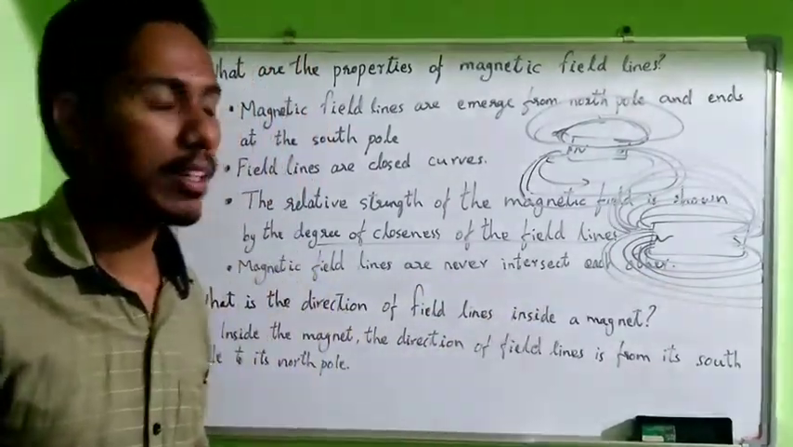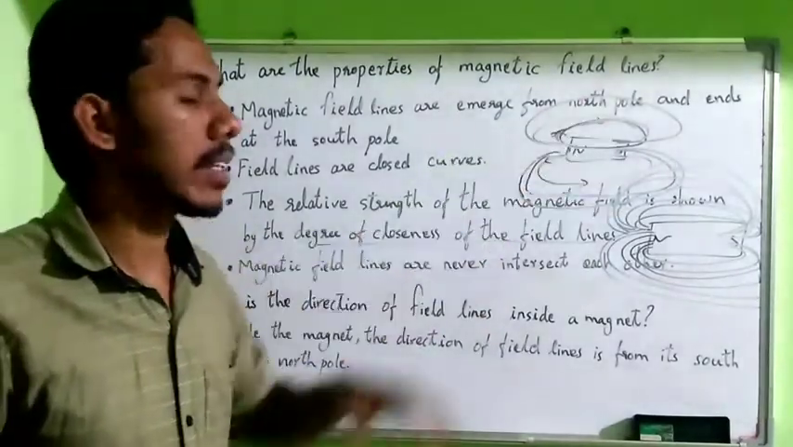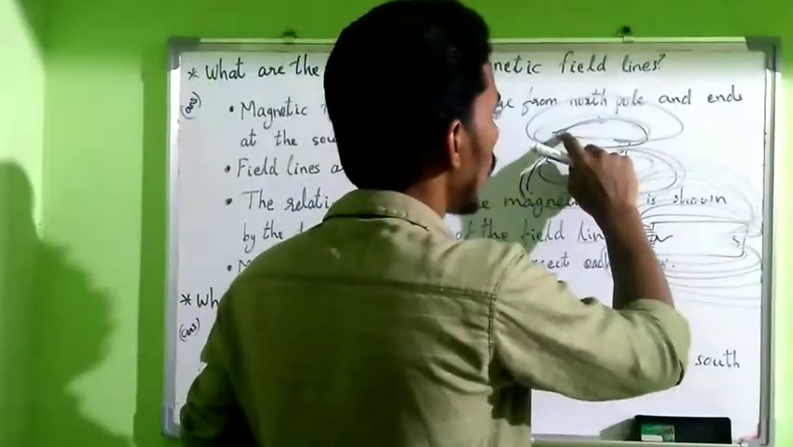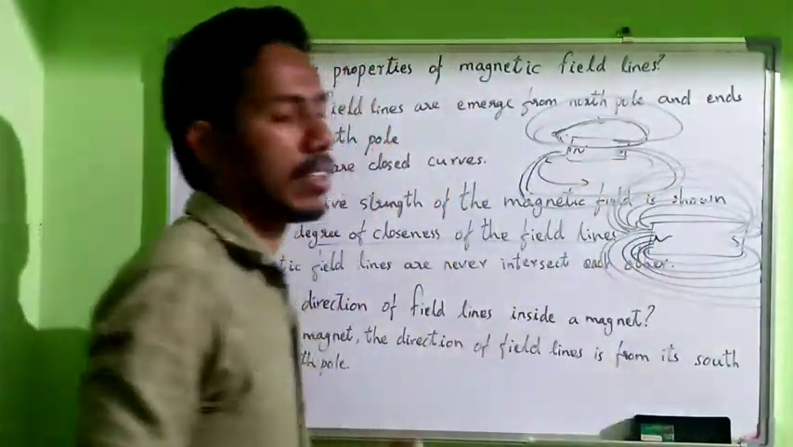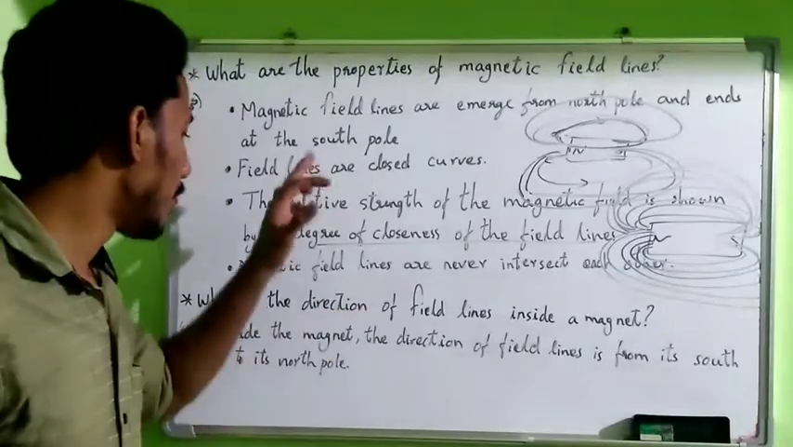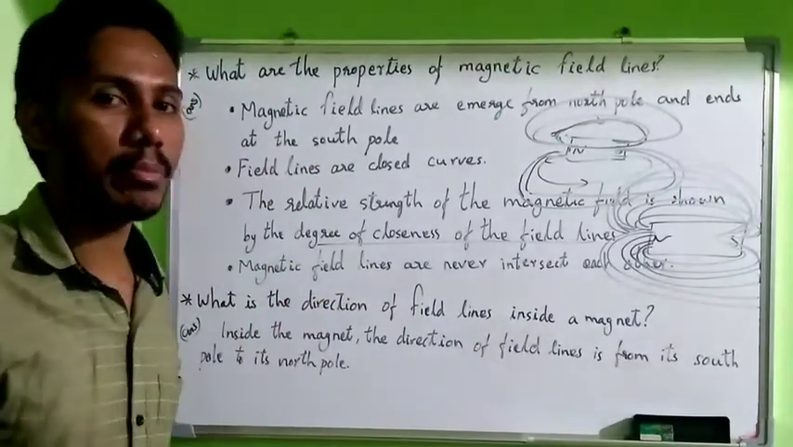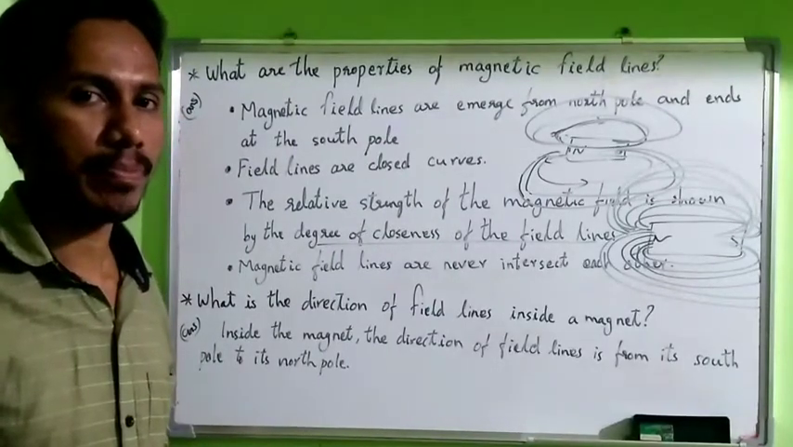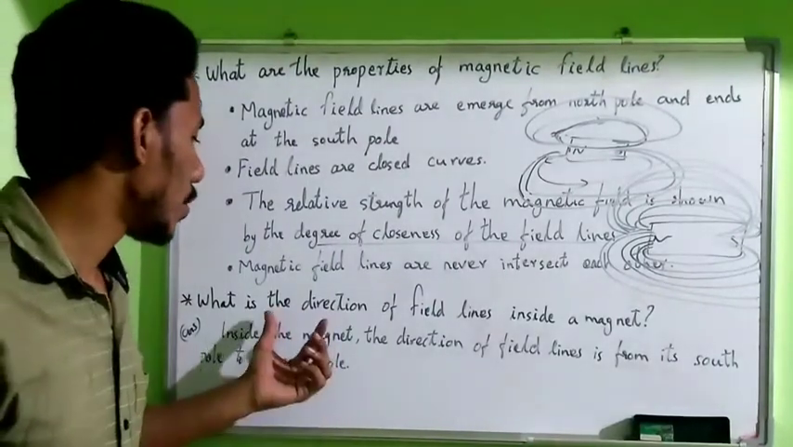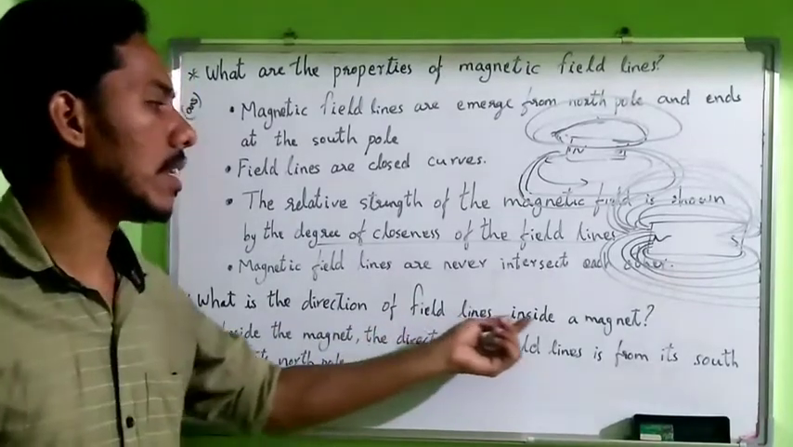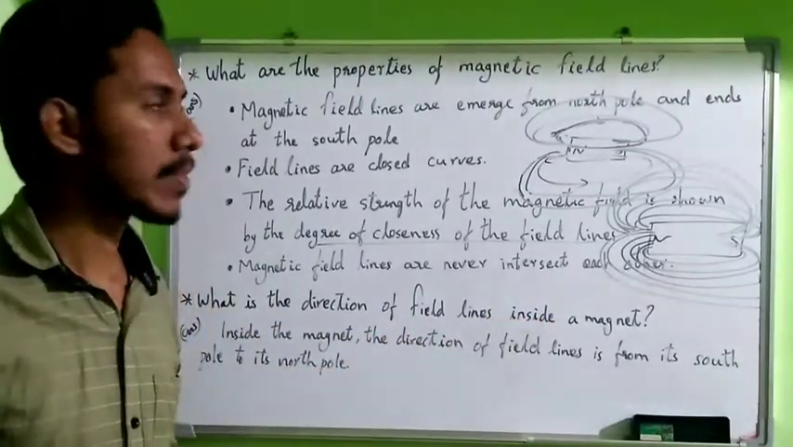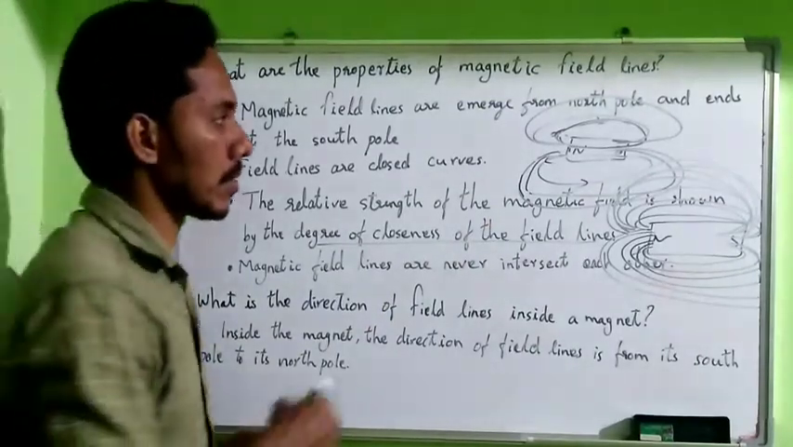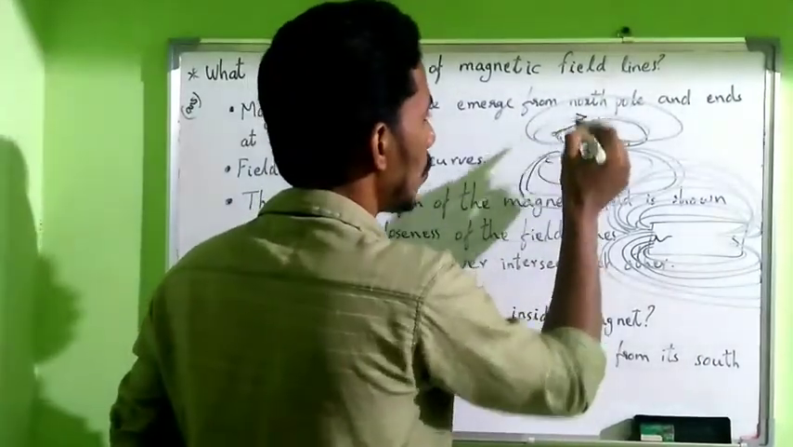It is a property: magnetic field lines never intersect. These magnetic field lines are separate lines, and they never intersect. These are the important properties of the magnetic field lines. Okay. Then another question, what is the direction of the field lines inside a magnet? We discussed that magnetic field lines are closed curves. Okay, from north to south pole.